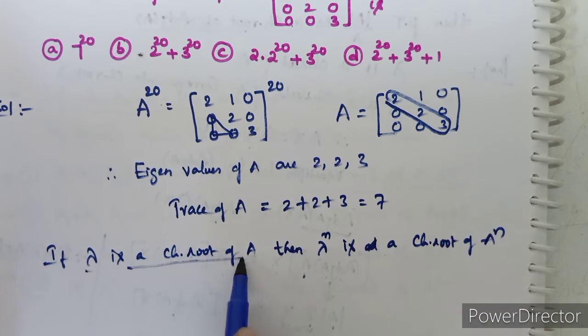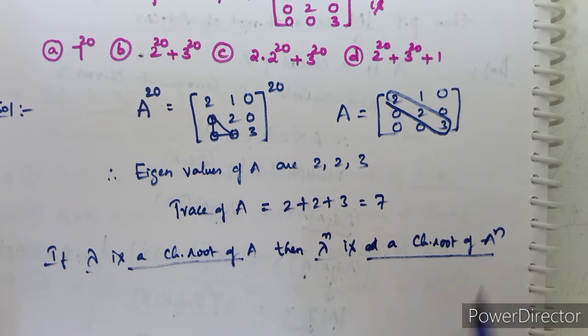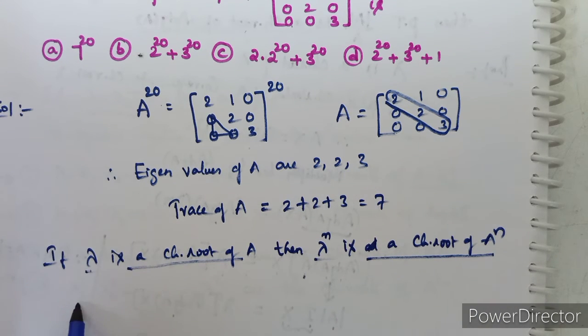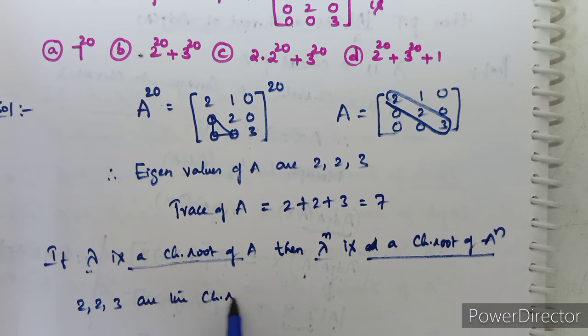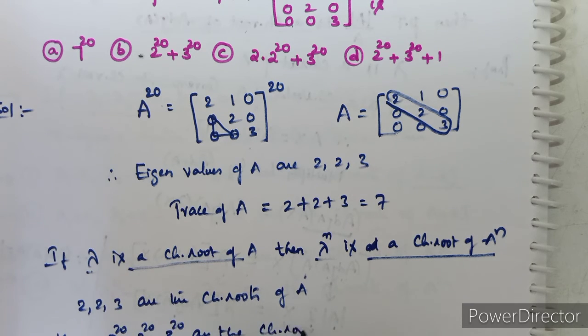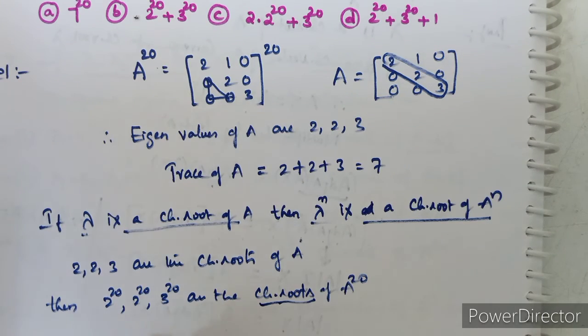Lambda is a characteristic root of A. Lambda power n is a characteristic root of A power n. In place of lambda, we write 2, 2, 3, the eigenvalues, characteristic roots. These are the characteristic roots of A. Then 2 power 20, 2 power 20, 3 power 20 are the characteristic roots, eigenvalues of A power 20. Characteristic roots here are the principal diagonal elements.